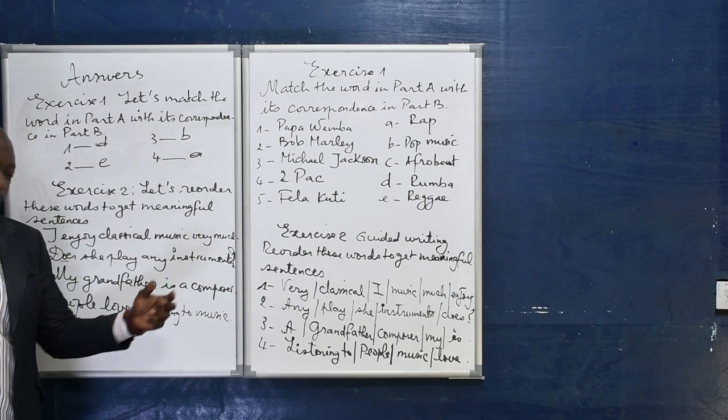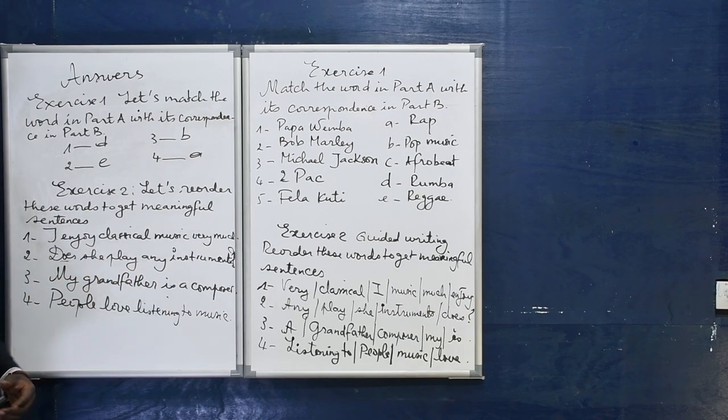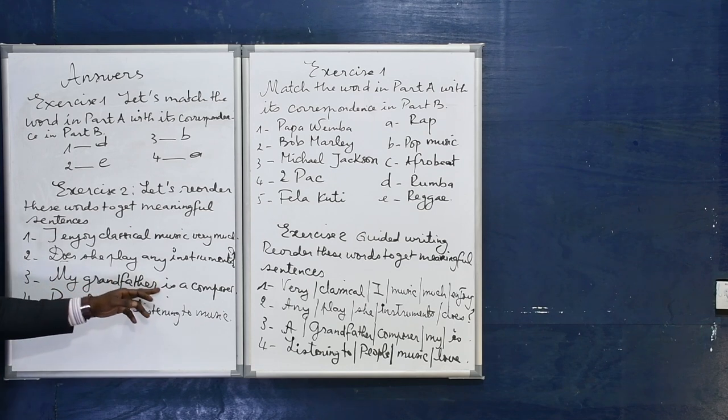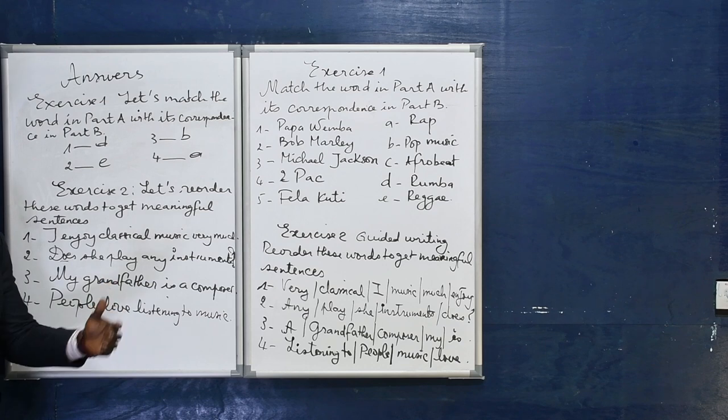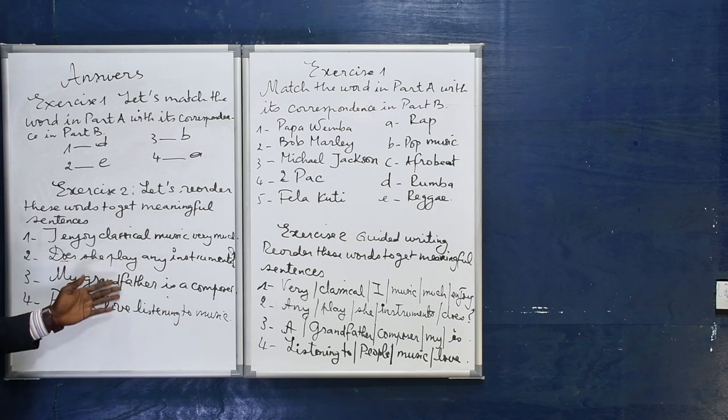Généralement, any intervient lorsque la phrase est à la forme interrogative. Souvent, mais également la phrase négative. I haven't any choice. Je n'ai pas de choix. So, my grandfather is a composer. My grandfather, my précède toujours le nom. My father, my mother, my sister. My grandfather is a composer.